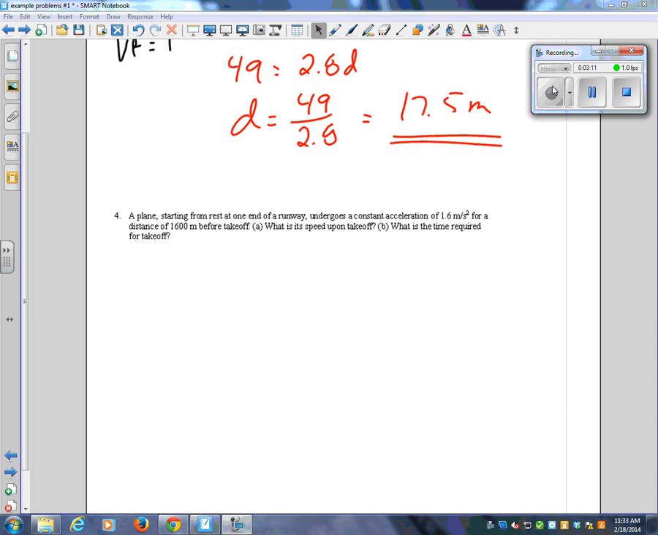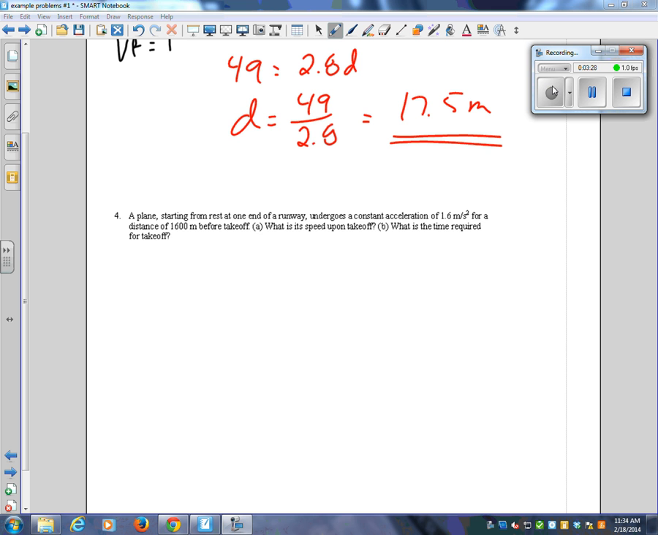Okay, let's look at number 4. Here we have a plane. Plane starting from rest at one end of a runway. It undergoes a constant acceleration of 1.6 for a distance of 1,600 meters before takeoff. What is its speed upon takeoff, and what is the time required for takeoff? So we've got 2 parts here.